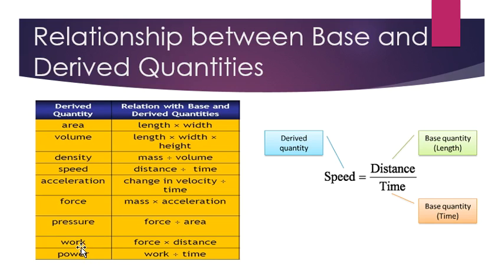Similarly, you can see here the work. The work is obtained from two quantities, such as force and distance. This is the product of force and distance. So this is the relationship between base and derived quantity. We will talk about all of these concepts in more detail as we go on in the lectures.